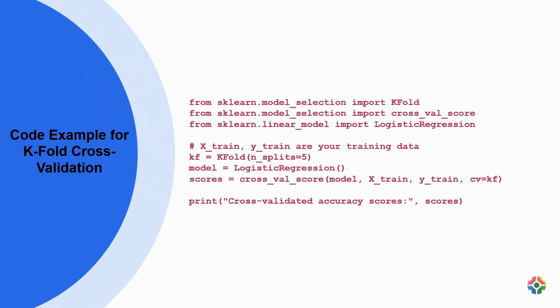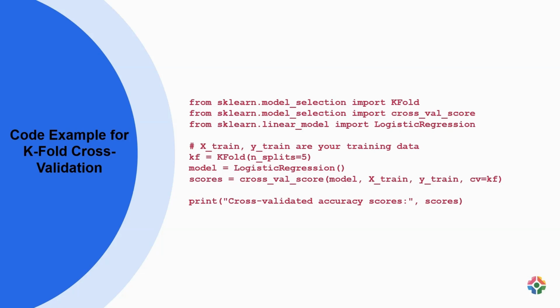To evaluate the performance of a logistic regression model using cross-validation, you can follow these steps in Python. 1. Import necessary libraries. sklearn.model_selection.KFold for creating cross-validation folds. sklearn.model_selection.cross_val_score for calculating cross-validation scores. sklearn.linear_model.LogisticRegression for creating a logistic regression model.